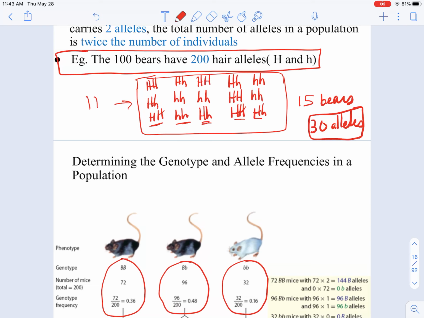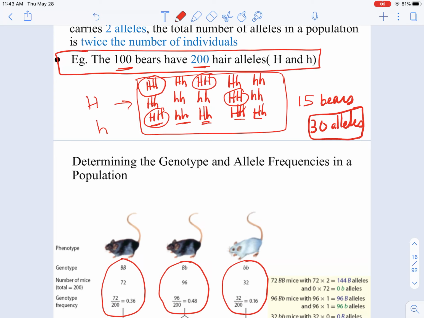We're actually counting up of this whole group what percentage are dominant alleles and what percentage are recessive alleles, remembering that each individual has two alleles. So if you had 100 bears, they'd have 200 alleles. And so you could look at the frequency of each genotype. So that would be how many homozygous dominants we have.